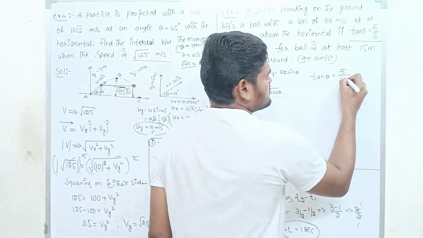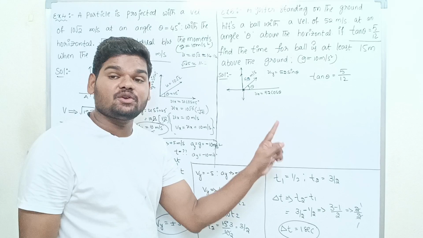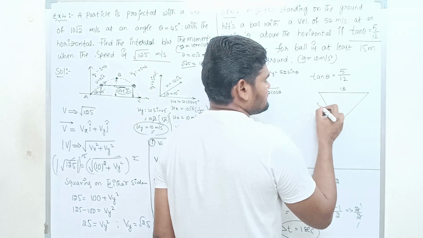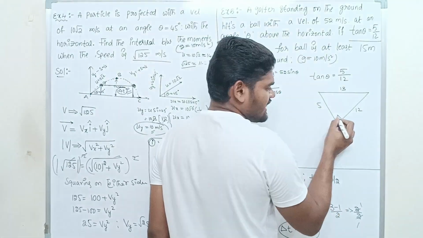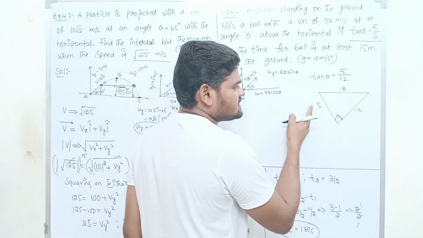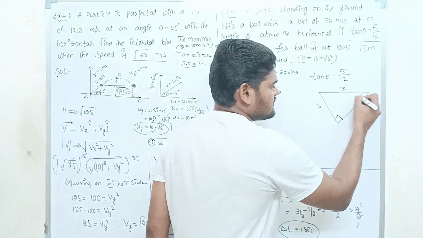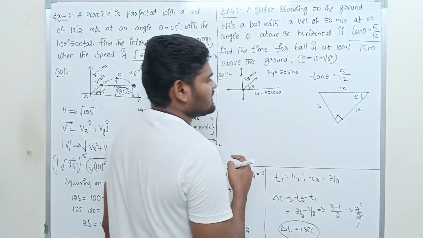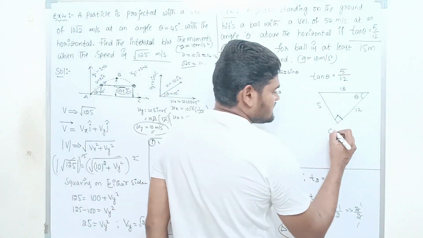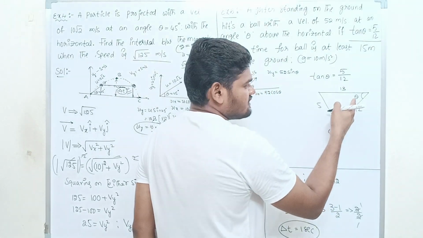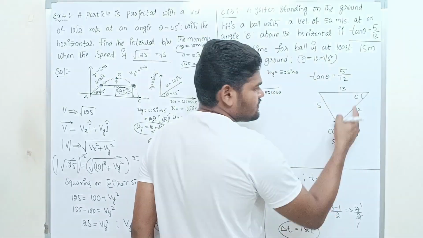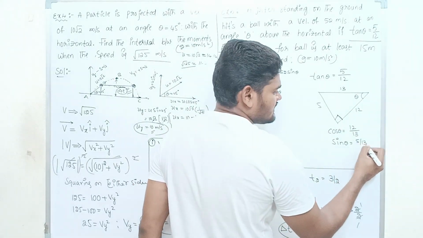I have already told you about the 5, 12, 13 triangle. So it is like this: the hypotenuse is 13, the sides are 5 and 12, and the angle between 5 and 12 is always 90 degrees. Tan theta is opposite side by adjacent side, 5 by 12, so that angle is theta. From this triangle we can find sin theta and cos theta. Cos theta is adjacent side by hypotenuse, and sin theta is opposite side by hypotenuse.